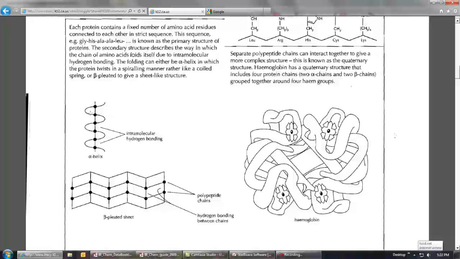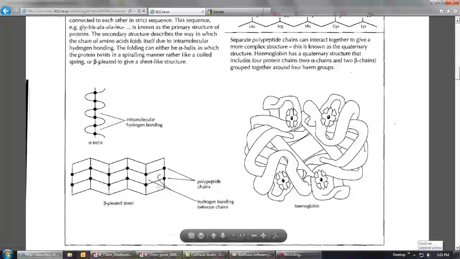This little curly string is the primary. These dots are supposed to represent side groups. They can interact and cause twisting. That's an alpha helix. This is called a beta sheet, sometimes called a beta pleated sheet. All you have to understand is that they are secondary structure. They come from side groups interacting, repelling and or attracting.